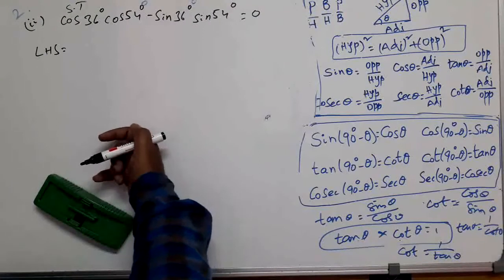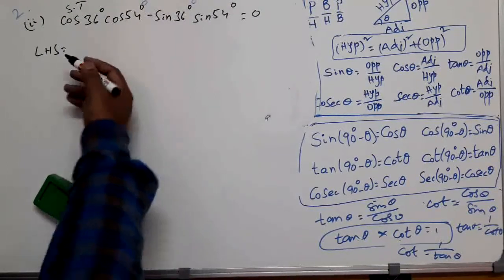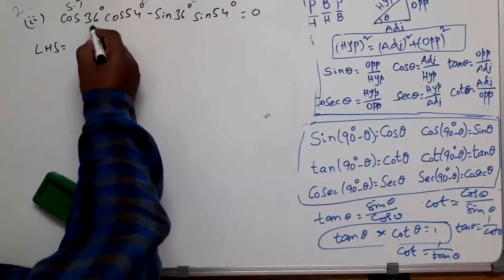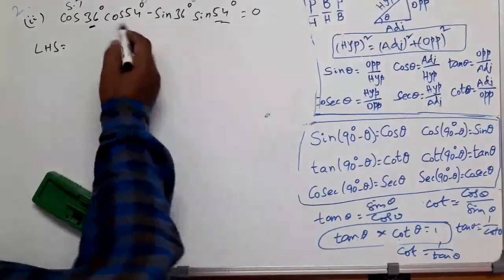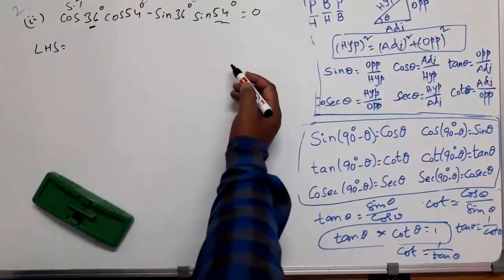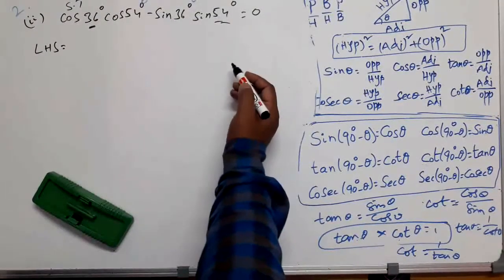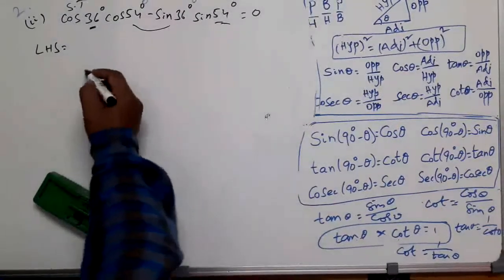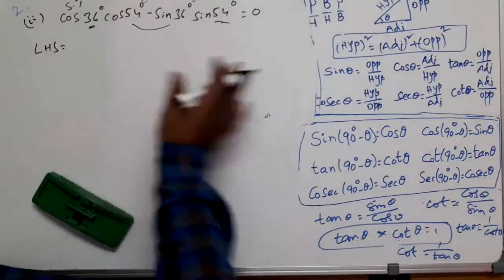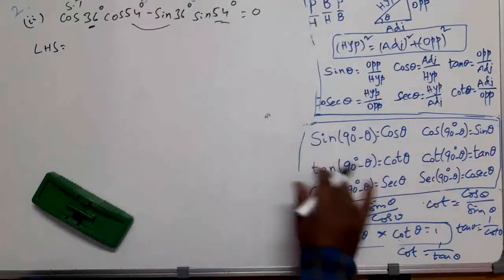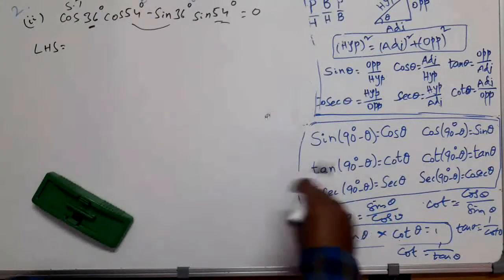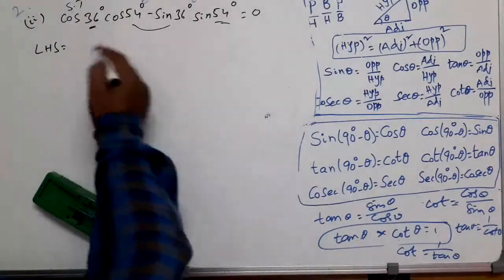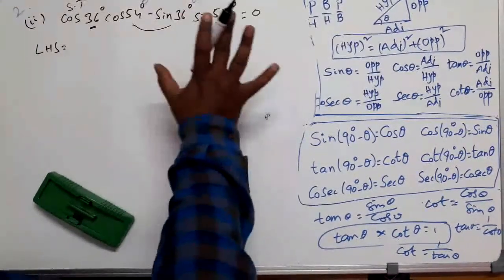Have you observed, is there any relation among the given angles? Yes, 36 degrees, 54 degrees. Of course, what is the sum? 90. 36 plus 54 is 90. Again, same. Only those two angles are there. So I'm using this because I can use this formula if the sum of the two angles is 90 degrees. So I'm converting these two terms. I'm leaving the remaining two terms as they are.